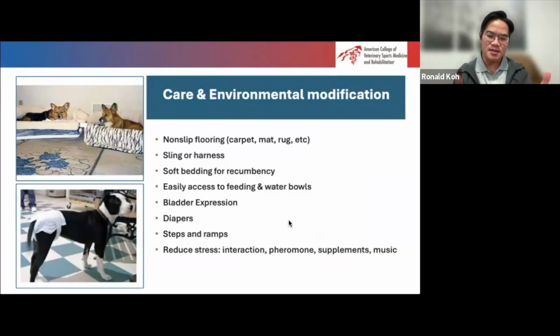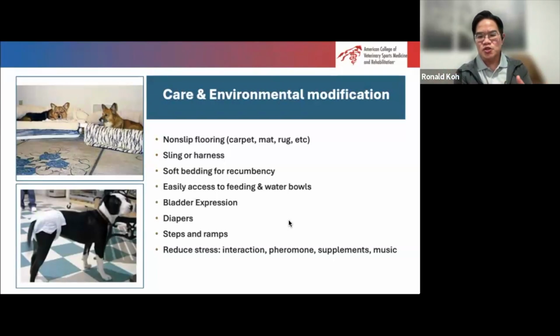These are the things that I would teach the owner to do. I'm sure you probably know how to talk to the owner about this. Make sure there are non-slip floorings, use a sling and harness, provide soft bedding for recumbency, and easy access to feeding or water bowls. Tell the owner how to express the bladder correctly. They might need to wear diapers. You might also want to provide a step or ramp for them to safely go up and down the couch, the bed, wherever it is.